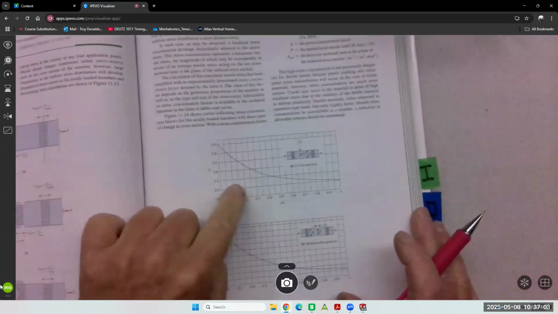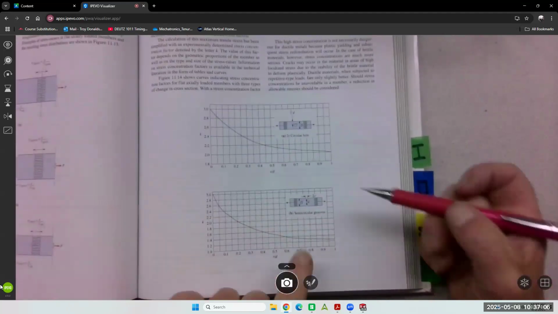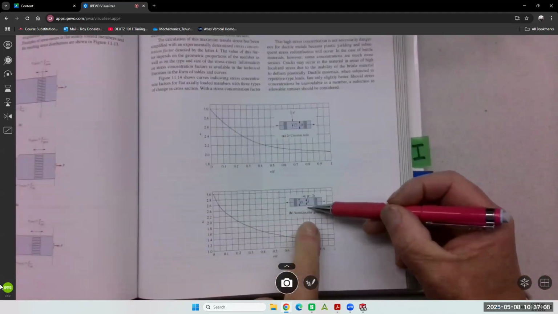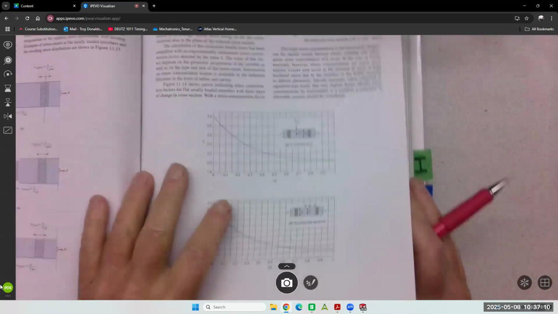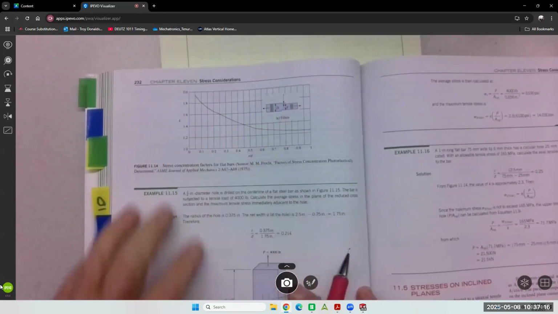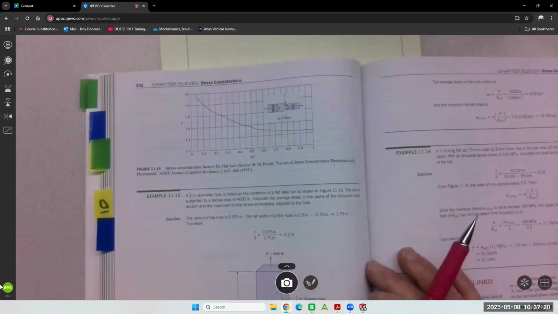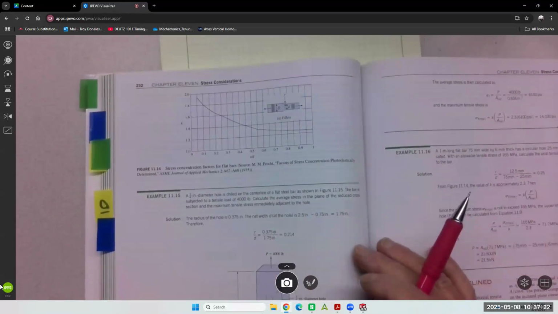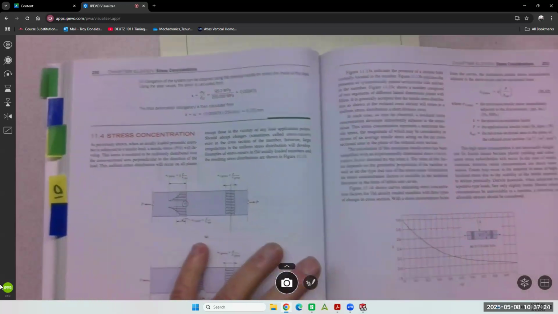Out in the real world, you can do pretty much any geometry. You just have to look up the graph because there's a graph for each kind of dimensional change. So for a hole, there's this graph. For semicircular grooves, there's this graph. And on the next page, there are the fillets or the reduction in area, this graph. So different graph for different geometries, trying to figure out what this stress riser is, okay? These graphs give it to us.